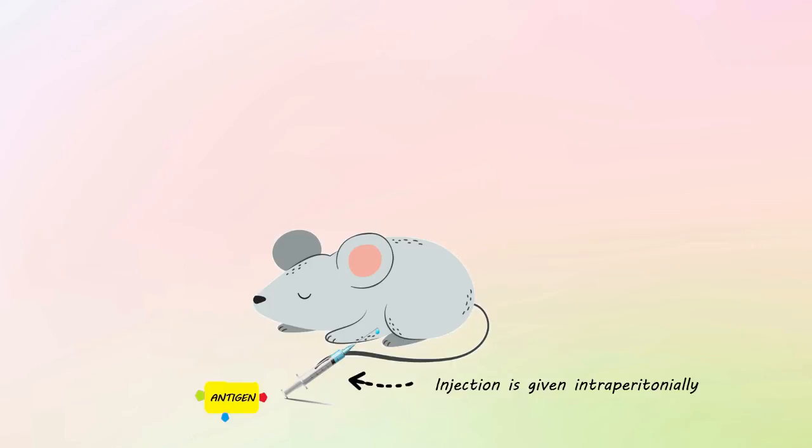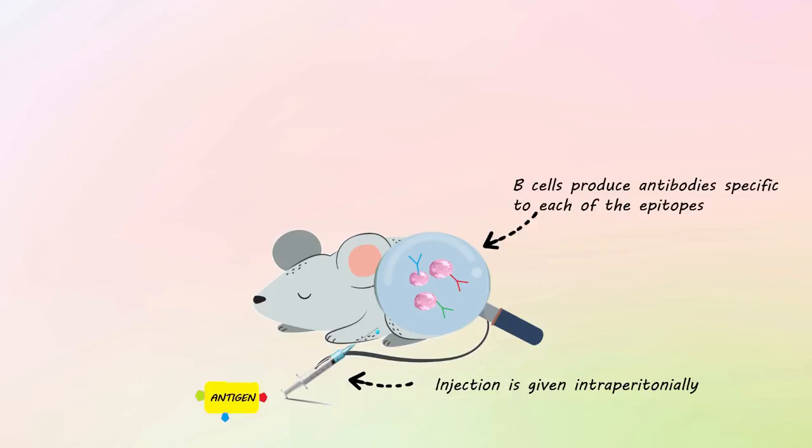Once the mouse's system recognizes the antigen injected into it as foreign, the B cells will start producing antibodies. Now, if you look at the antigen, you can see that there are several epitopes present on it, and hence, the B cells would produce antibodies specific to each of these epitopes. After this step, blood samples are taken from the mouse to check if the target antibody is being produced. Techniques like ELISA are used to determine this.